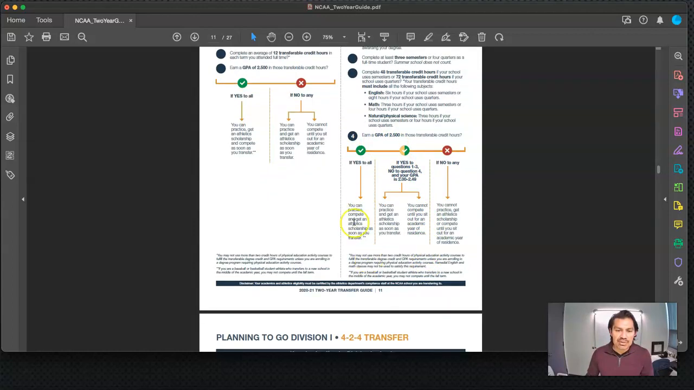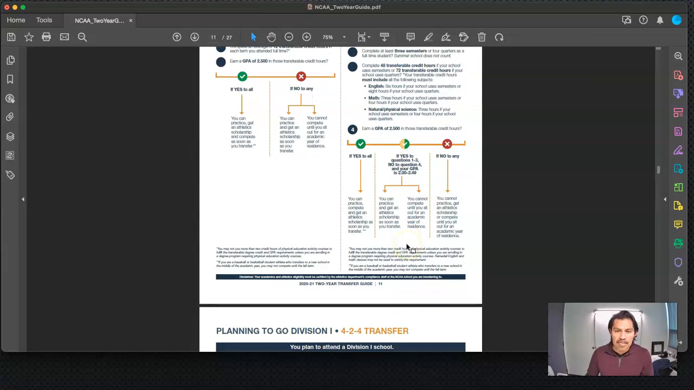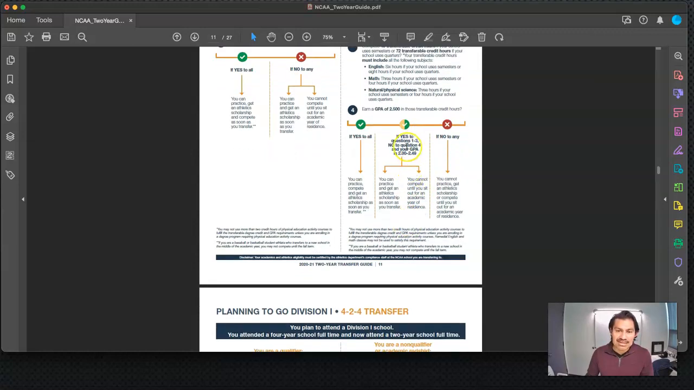If you said yes to all, then you can practice, compete, and get an athletic scholarship as soon as you transfer. If yes to questions 1 through 3, and no to question 4, and your GPA is between 2 and 2.49, then you can practice and get an athletic scholarship as soon as you transfer, but you cannot compete until you sit out for a year, an academic year of residence. That's based on your GPA, whether you go to the left or to the right here.